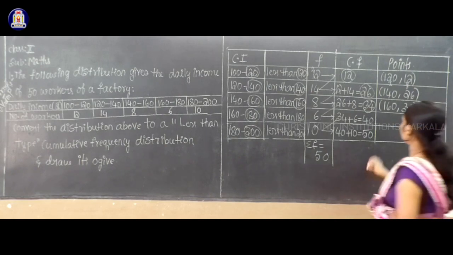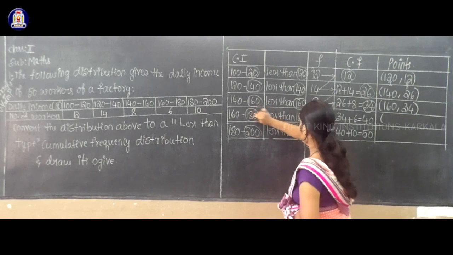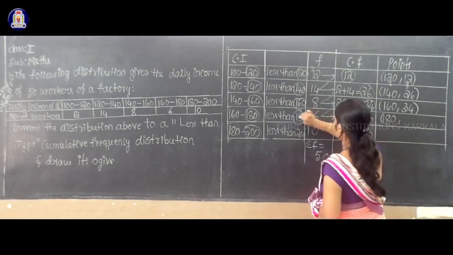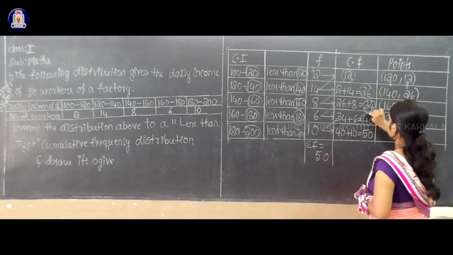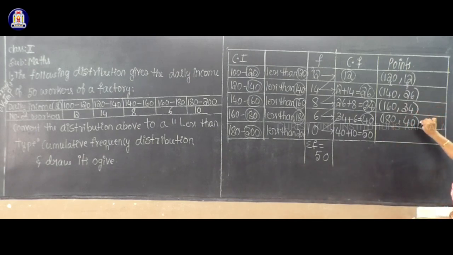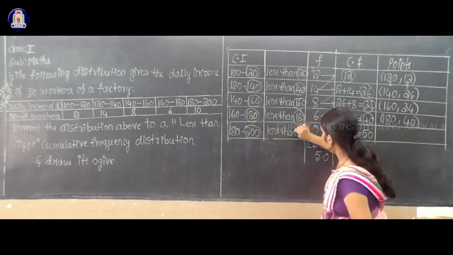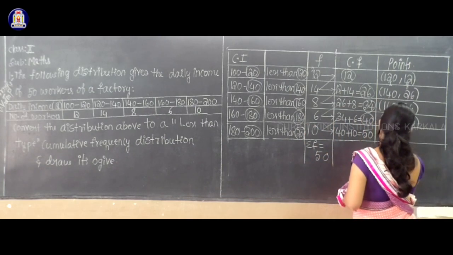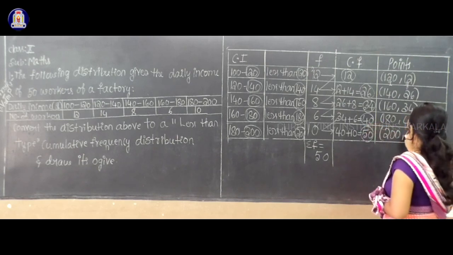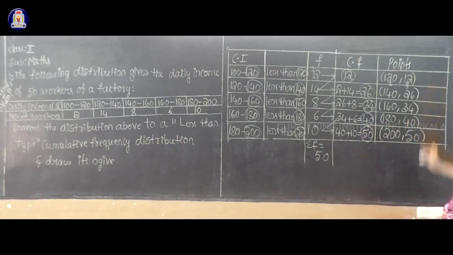Next, what about your fourth point? Again the upper limit. What is your upper limit? That is 180. 180 comma, what is the corresponding cumulative frequency? That is 40. So 180 comma 40 is your fourth point. Next, fifth point. Less than 200. So this 200 is your upper limit. So 200 comma, what is the corresponding cumulative frequency? That is 50. So your fifth point is 200 comma 50. So this is about the conversion to the cumulative frequency table.